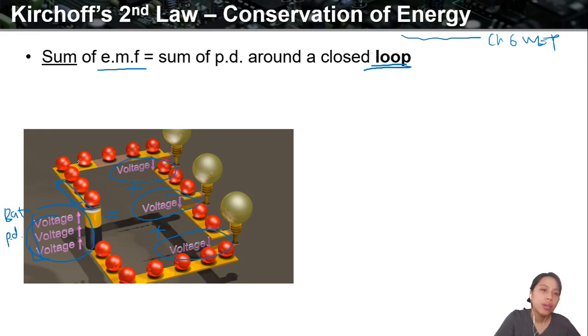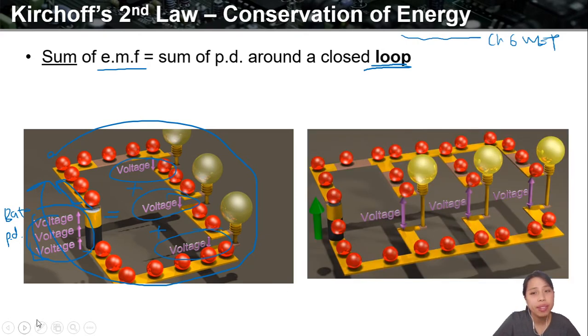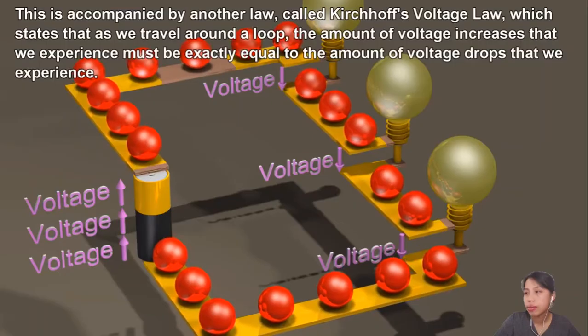What is a loop? Loop means you start here, you go one round, you come back. That is a closed loop. And this is the simple circuit that we've been looking at so far. What if there's something more complicated? Like this, with parallel lines. Let's go and see.